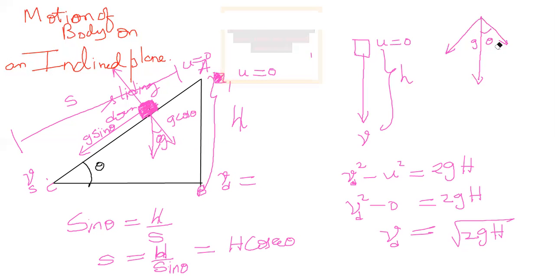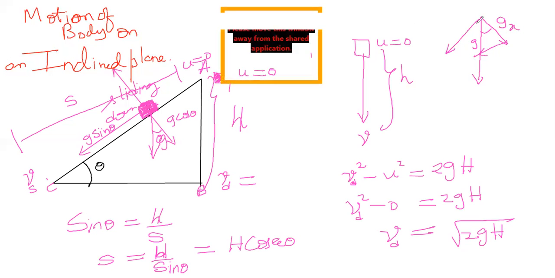No? Okay, I'll make it clear. See, you have to enclose it. Now the right angle triangle has been formed, and you want to find this angle theta. I will write this as gx and this as gy. This is gy, and this is theta.